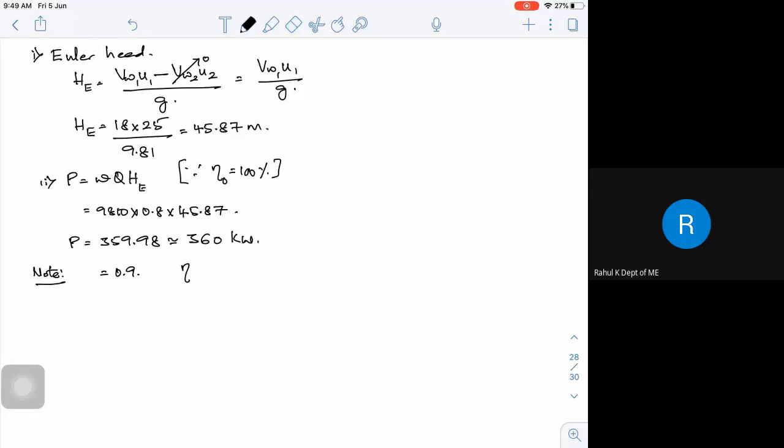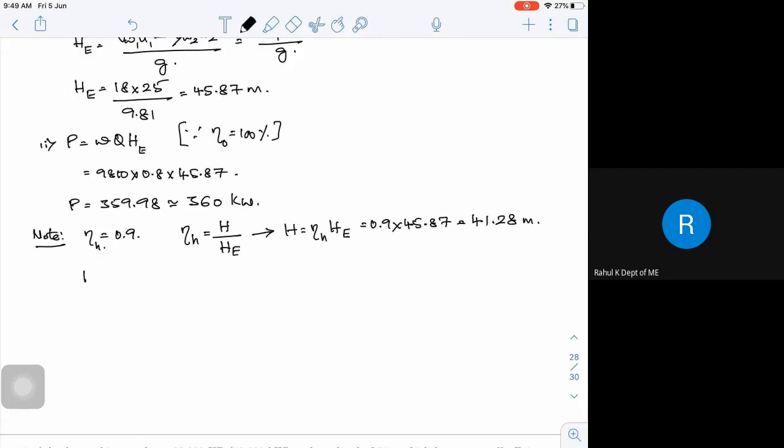If I take the blade efficiency or hydraulic efficiency as 0.9, so your hydraulic efficiency is equal to your actual head divided by Euler head, or your actual head will be your hydraulic efficiency into Euler head, that is 0.9 into 45.87. So this will be 41.28 meters. That is your actual or your net head.